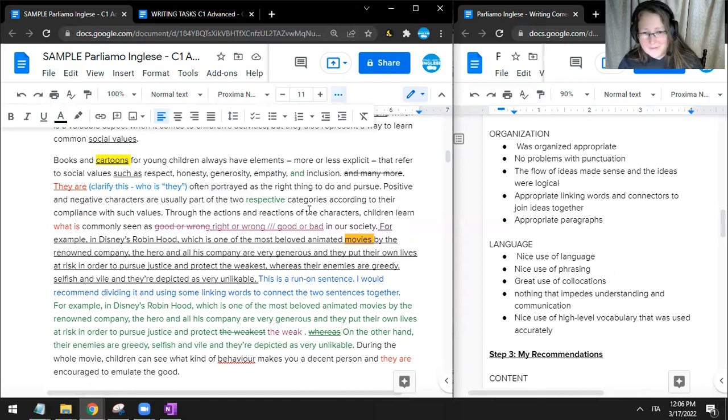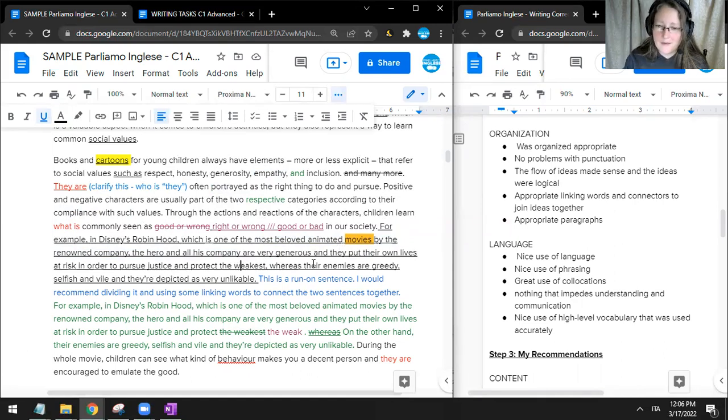Children learn what's commonly seen. Renowned company, beloved animated movies. These are all really fantastic examples of language that's really going to boost your score.